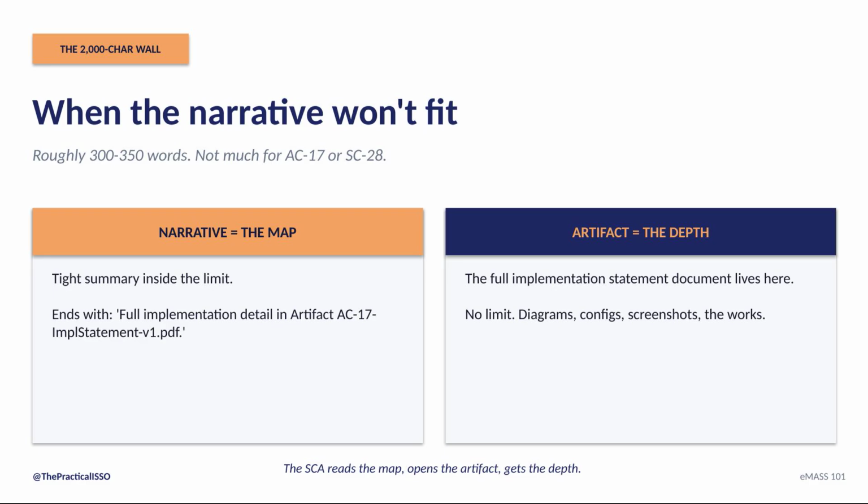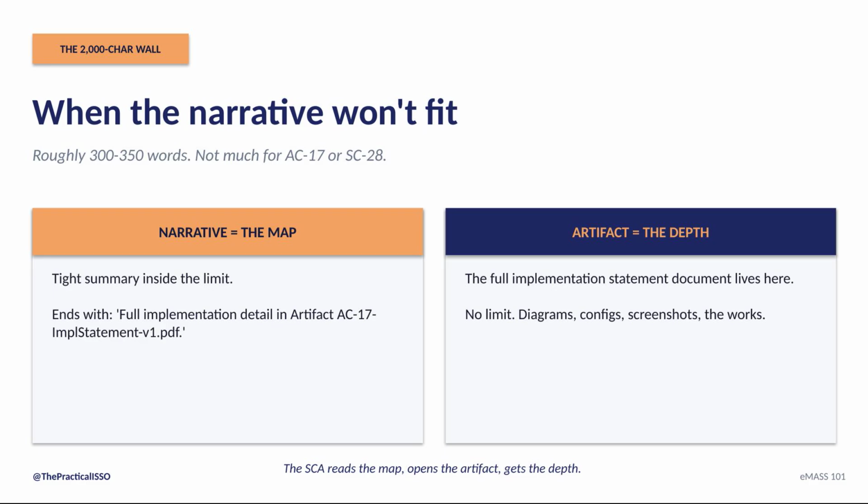Put the concise implementation summary in the narrative field and point to a detailed implementation statement document in your artifacts. Full implementation detail documented in Artifact AC-17 Impl Statement v1.docx. The artifact holds the depth. The narrative holds the map. The SCA reads the map, opens the artifact, and gets the depth. That's how you work within the limit without losing detail. Write tight. Reference artifacts. The 2,000 character wall is a constraint that makes you a better technical writer.